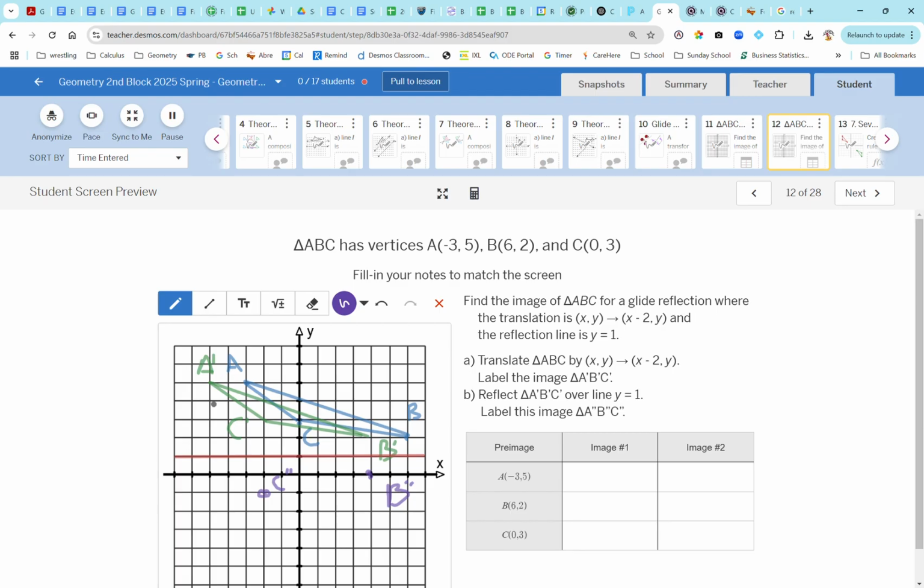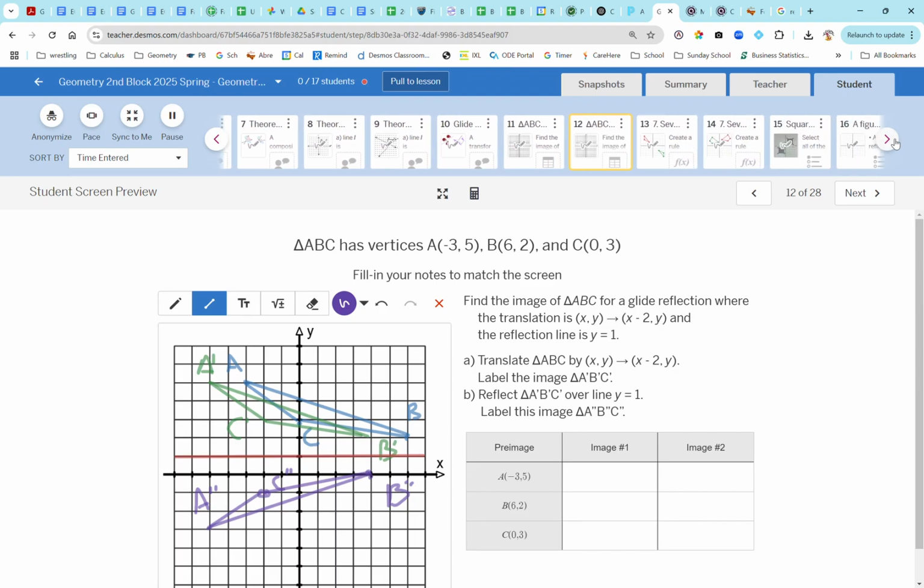Now count this one. 1, 2, 3, 4. We'll go 1, 2, 3, 4. And this is our new A double prime. Connect the dots so you can see for sure that it is the same triangle. Just slid to the left and then flipped top to bottom. And you can fill in those at your leisure.